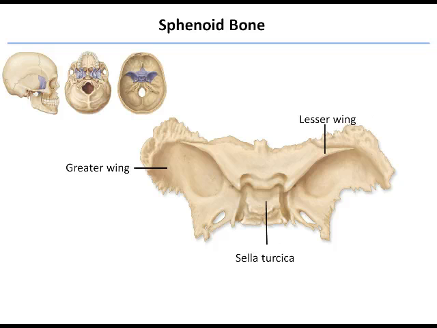Here we can see the butterfly sphenoid bone. The sphenoid bone, located deep inside the skull, consists of the sella turcica, which houses the pituitary gland, and also the lesser and greater wings.